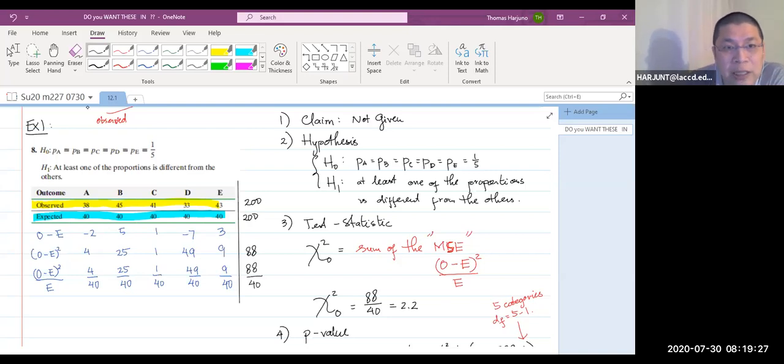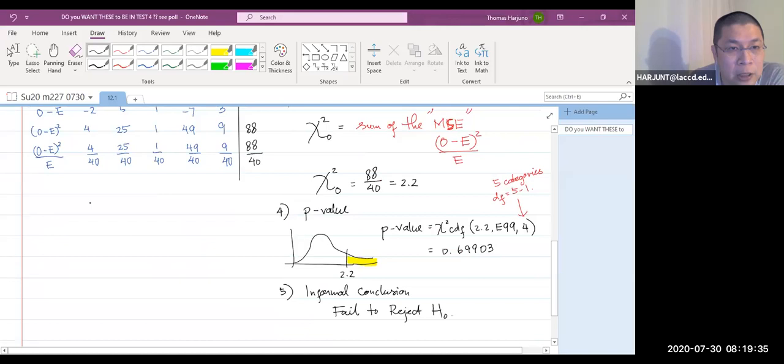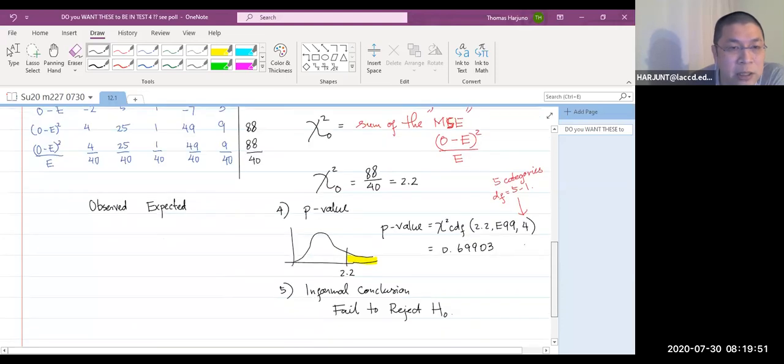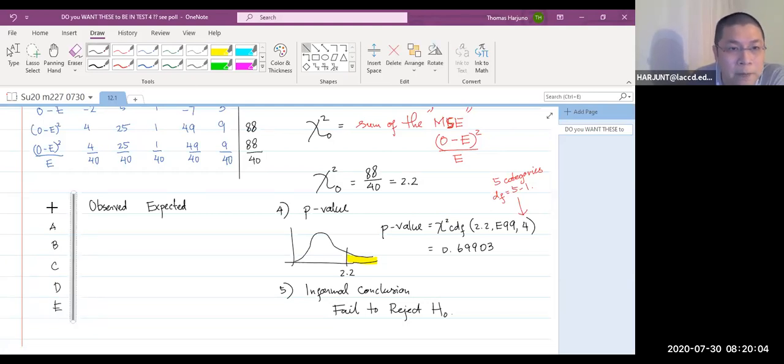Okay, now usually this table given to us here, I personally prefer this table to be given to us in this kind of style. So observed, expected, and then we extend it from there. Okay, so this is category A, B, C, D, E. Now, I prefer to have the table given to us in this format.